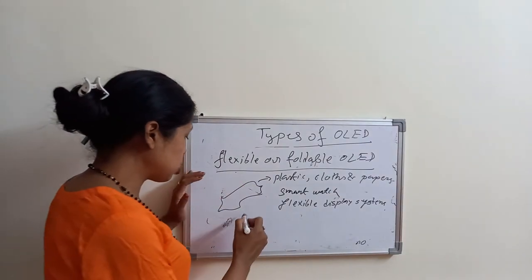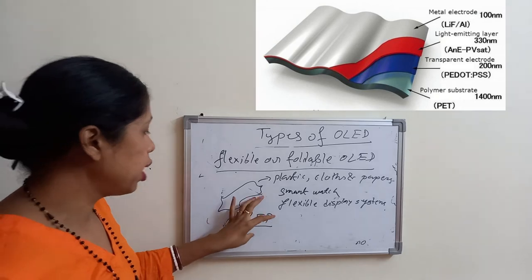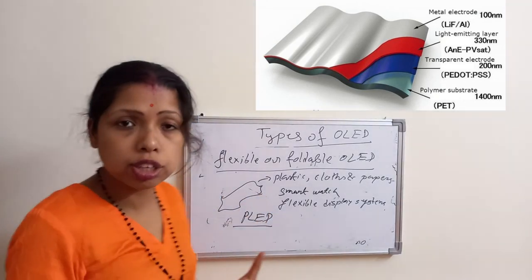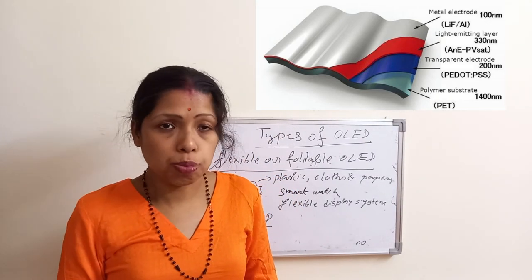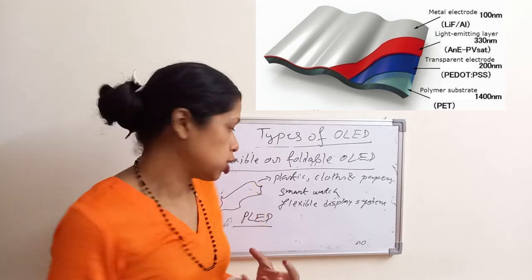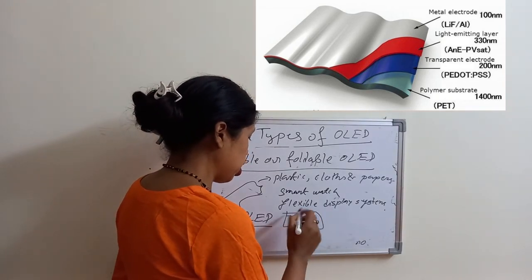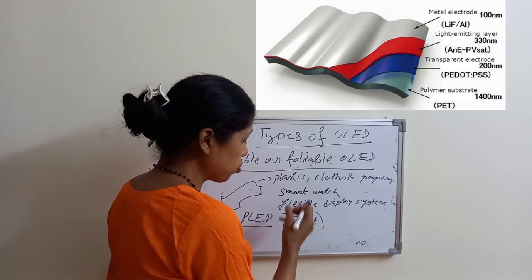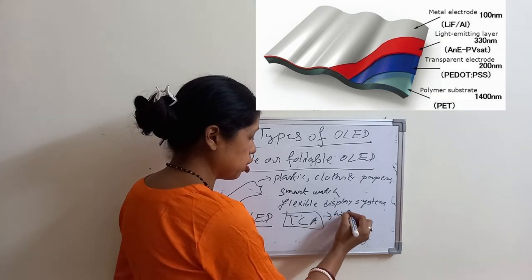So plastic means PET, you can use PET, okay? Another thing is that normally you can choose a normal kind of cloth. You can choose simple cloths, and above the cloth, the transparent cloth you have to choose, and above the cloth you have to deposit one material, that is the transparent conducting anode. Transparent conducting anode, okay. You have to choose such a material which should have high conductivity and high transparency.